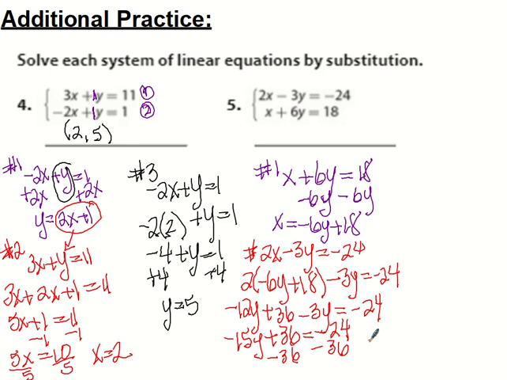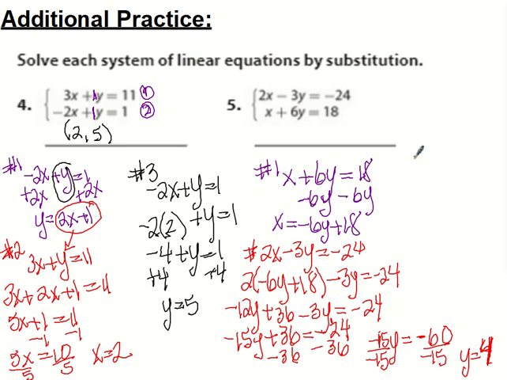I'm going to get negative 15y, forgot my 1, equals, these are both negatives, so it's going to be a bigger negative. That's negative 60. We'll divide by negative 15, and I get y equals actually positive 4. Negative over negative, and 15 into 60 is 4.